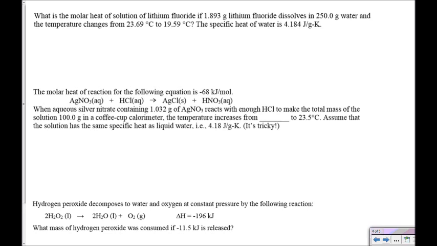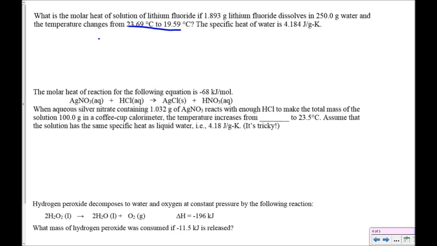What is the molar heat of solution of lithium fluoride if 1.893 grams of lithium fluoride dissolves in 250 grams of water and the temperature changes from so on and so forth? Right there, I see that. I know it's Q equals MC delta T. The question is, is it plain old calorimetry or is it coffee cup calorimetry? Is it a negative MC delta T situation? Well, look at the problem. Molar heat of solution. That's talking about how much energy is involved when lithium fluoride dissolves. Well, it's dissolving in water to make a solution of water. And then it's talking about the mass of the substance and the mass of the water. This is a solution situation.